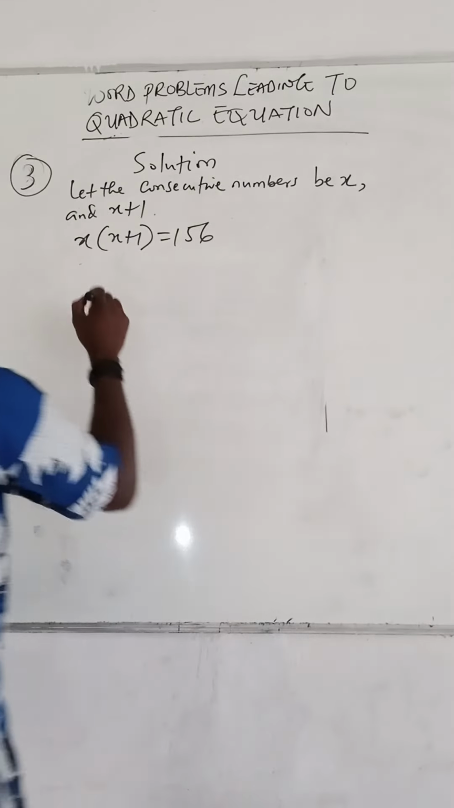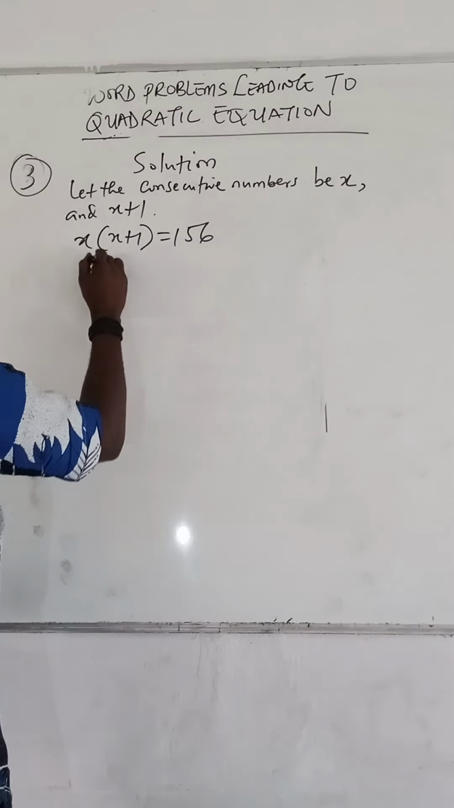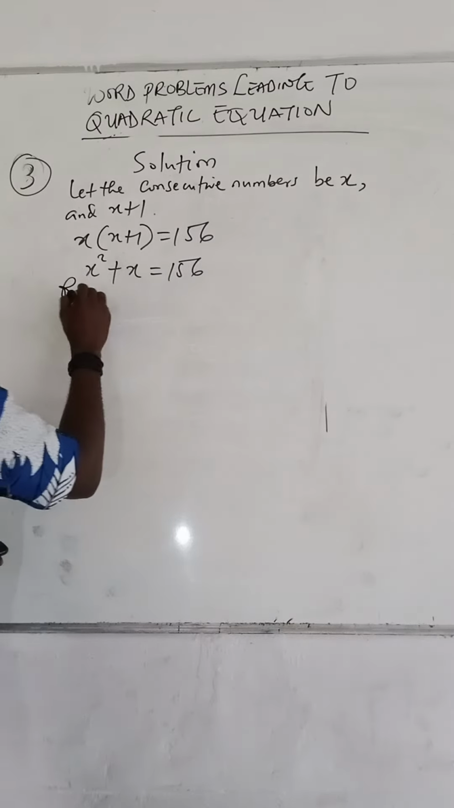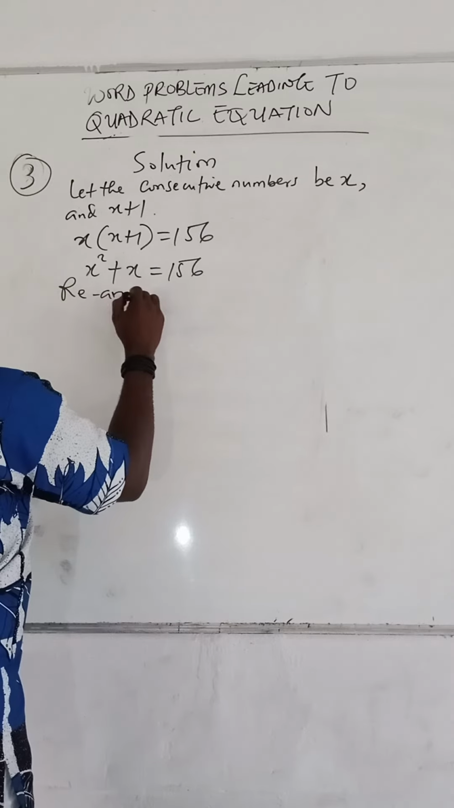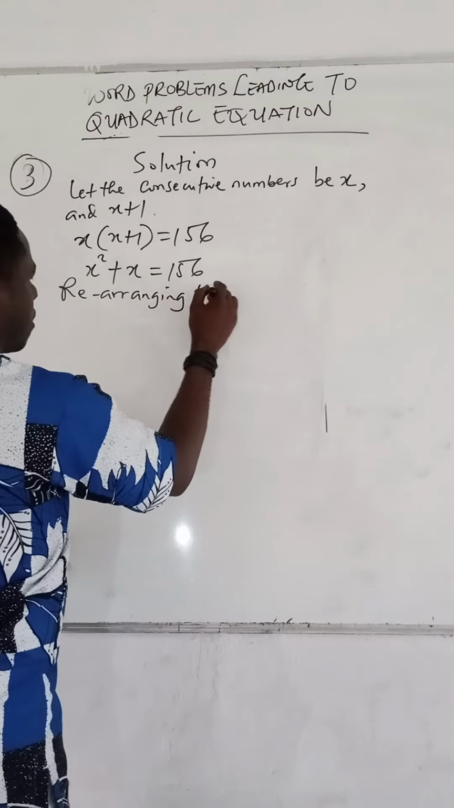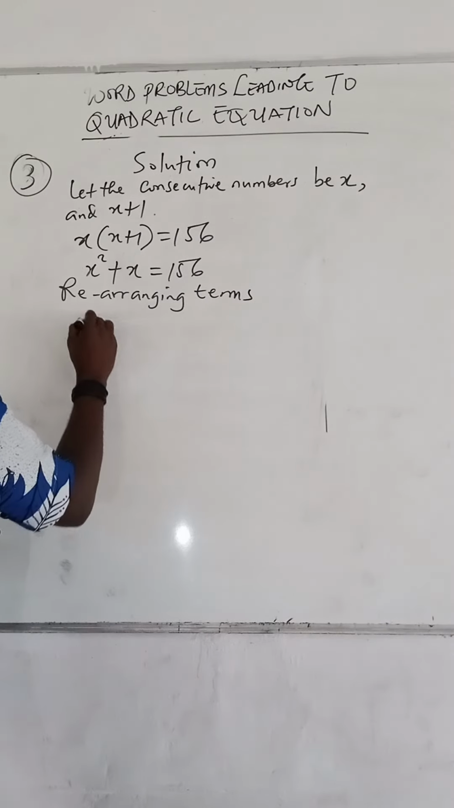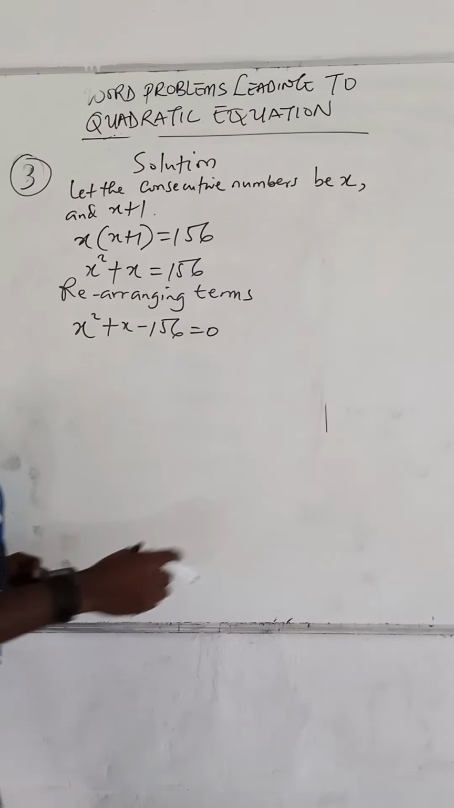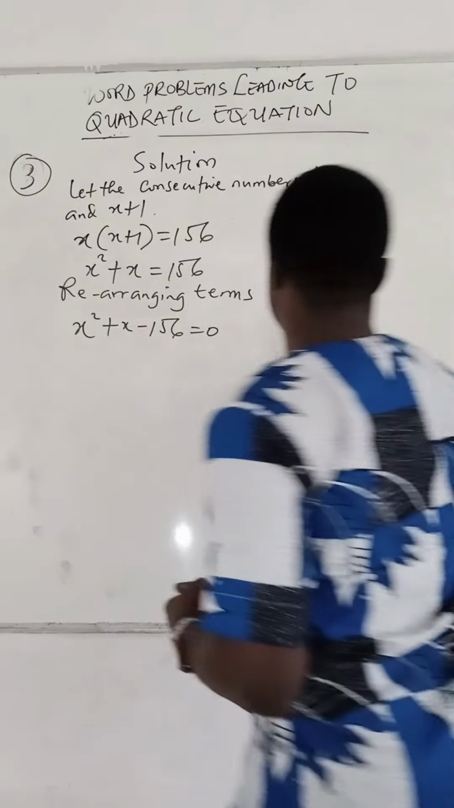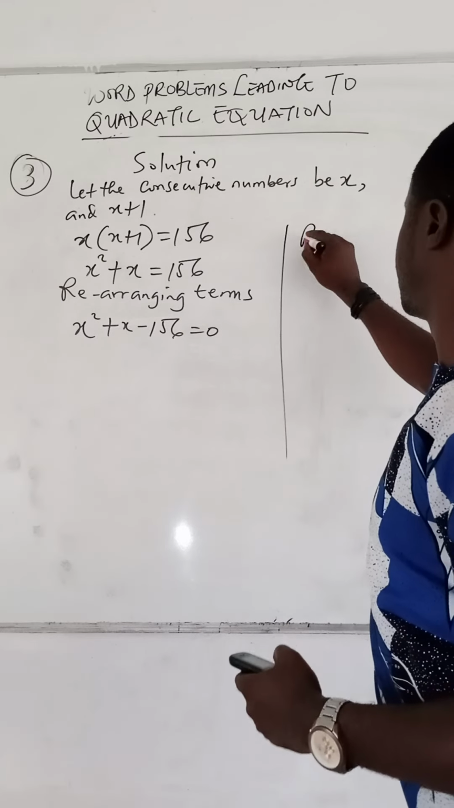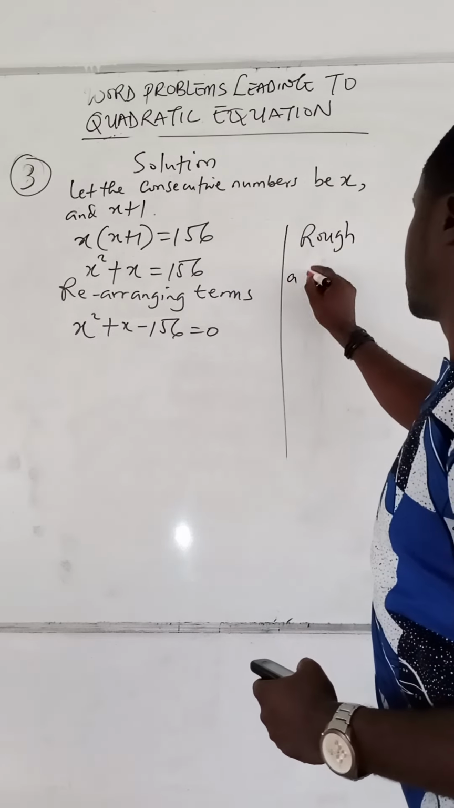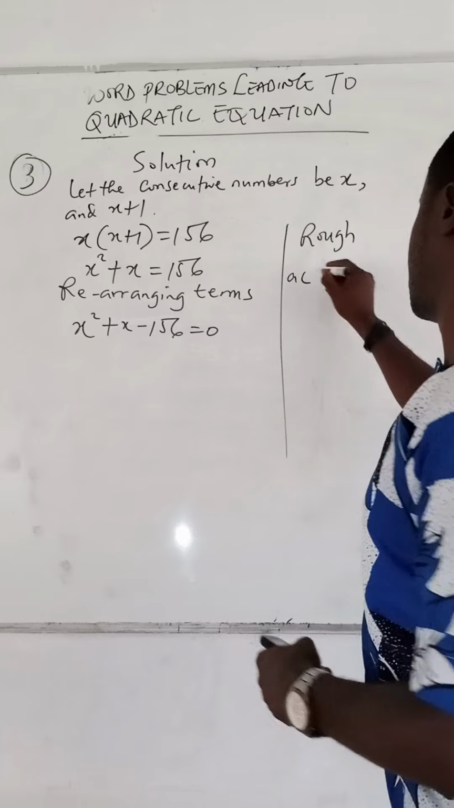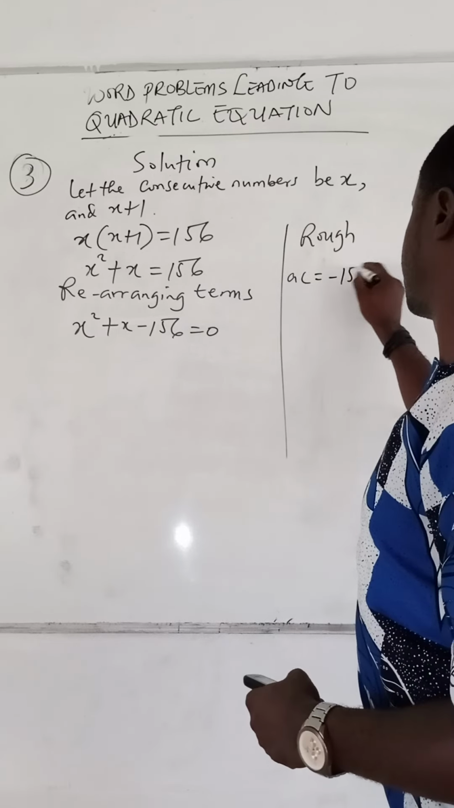So you try to break the bracket. This becomes x squared plus x equals 156. By rearranging terms, we have x squared plus x minus 156 equals 0. Now, in solving this, let's create a rough work here. Our AC, which is 1 times minus 156, when we multiply them, we have minus 156.